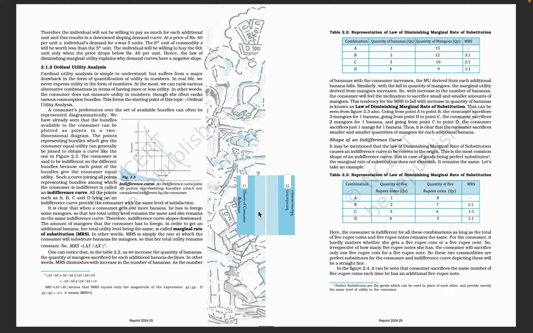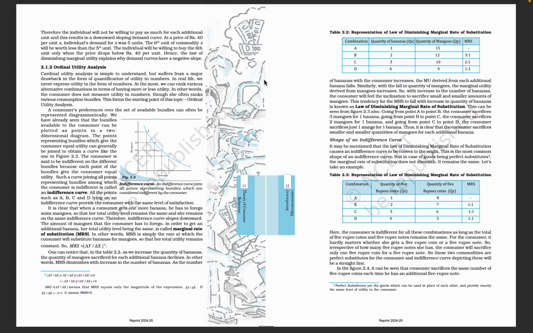Going from point A to point B, the consumer sacrifices 3 mangoes for 1 banana. Going from point B to point C, the consumer sacrifices 2 mangoes for 1 banana. And going from point C to point D, the consumer sacrifices just 1 mango for 1 banana. Thus, it is clear that the consumer sacrifices smaller and smaller quantities of mangoes for each additional banana.